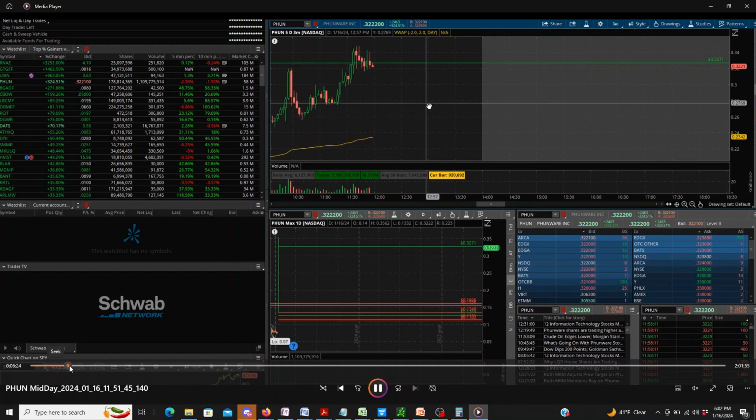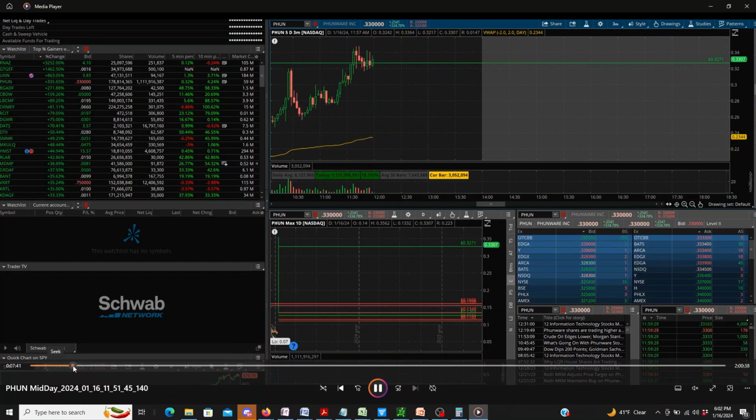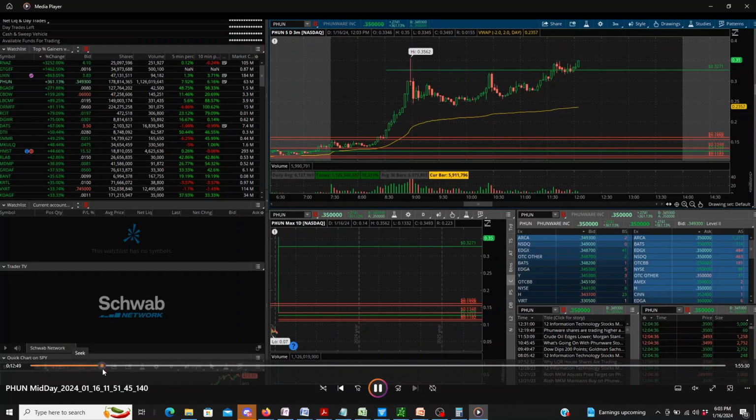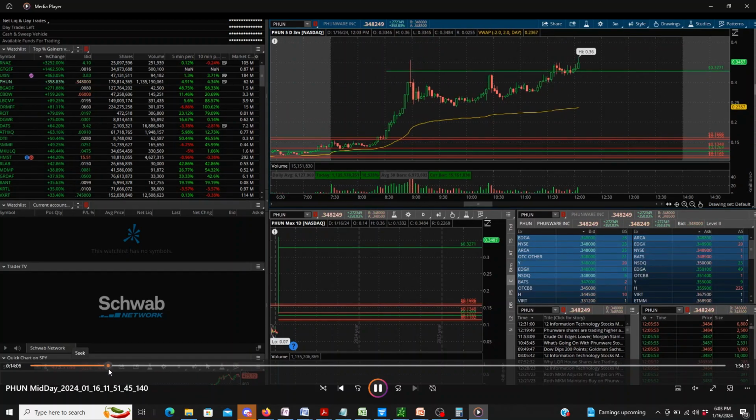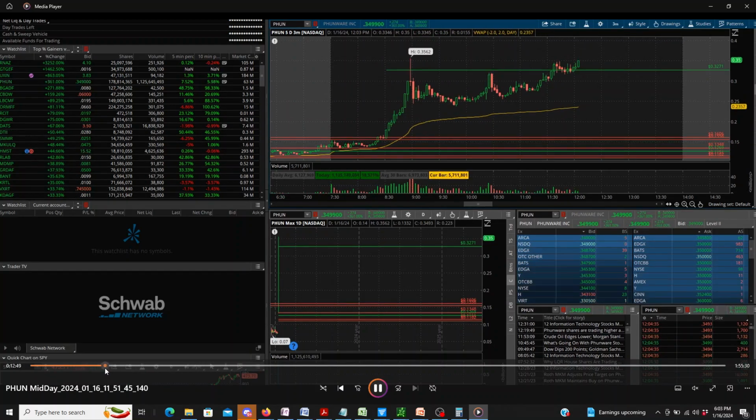The other thing too is all this selling here, these big wicks, made me really nervous, but it was building a lower high over here, so it seemed like it wasn't going to fall apart. But it was just so much selling off into here, and it just wasn't feeling comfortable with the trade. I knew it was a bad idea to be in there.